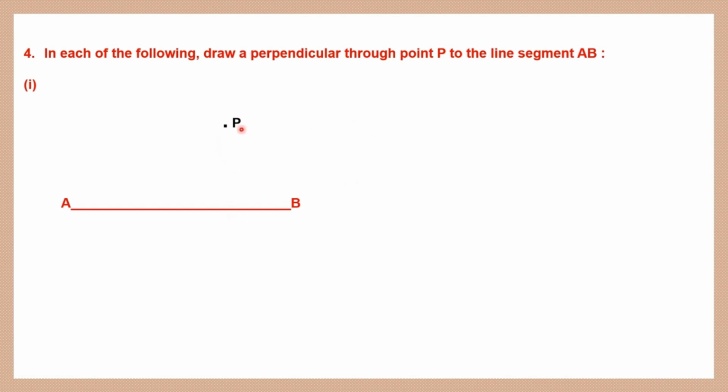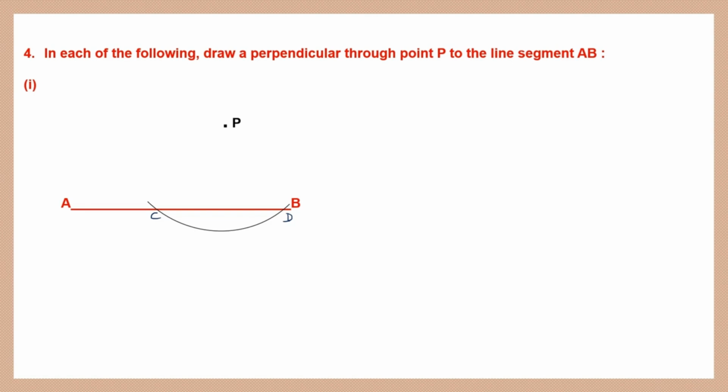So the first thing is place your compass needle at point P. Draw an arc in such a way that it cuts line AB at 2 points, and let's name the points C and D. So this will be C and D. The arc has cut the line segment at C and D.